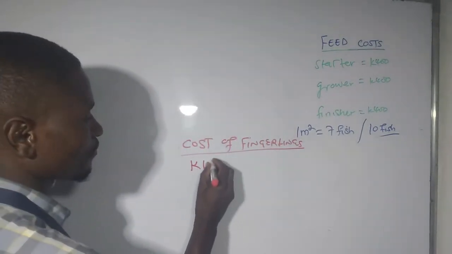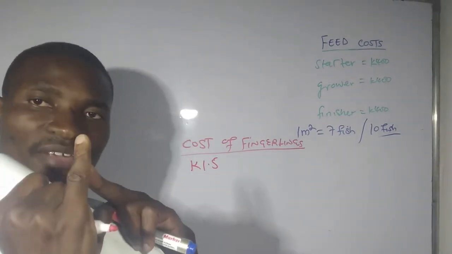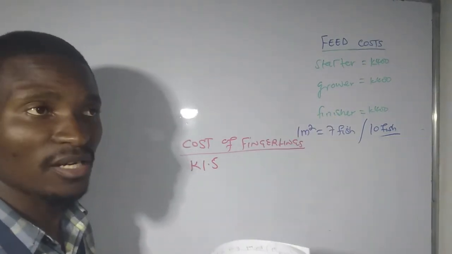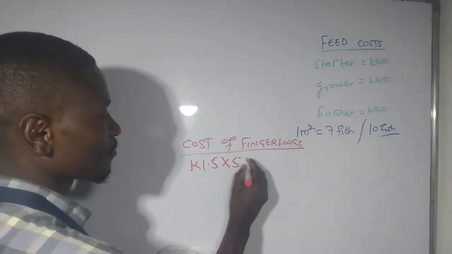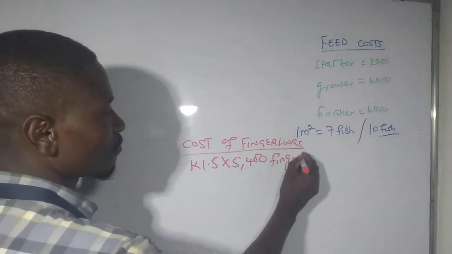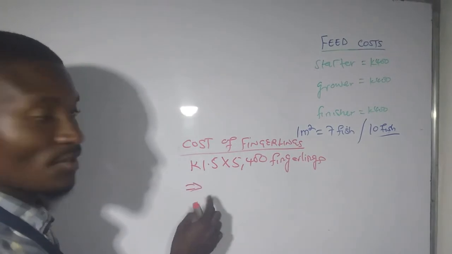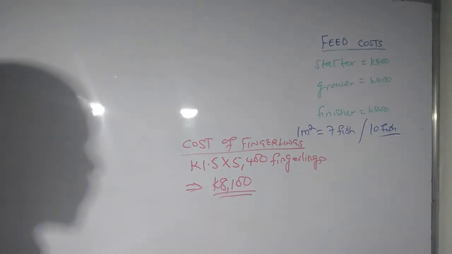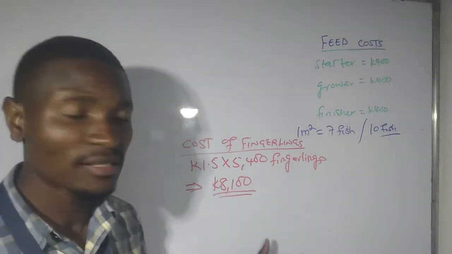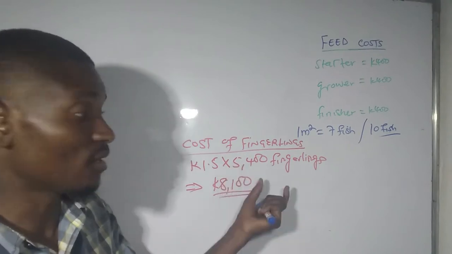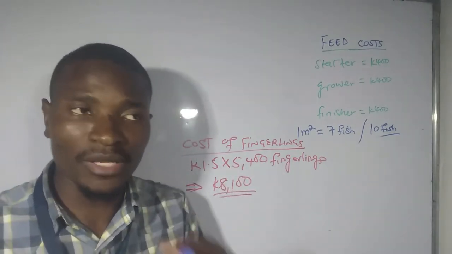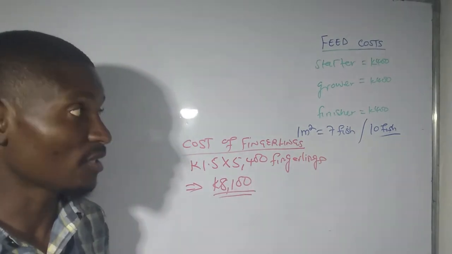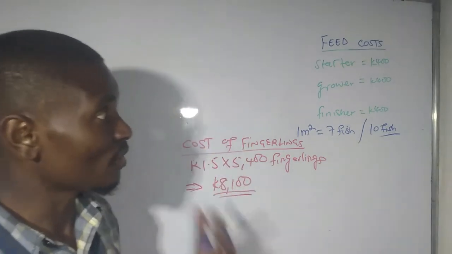So let's say one fingerling, you are buying it at 1.5 Ngwee. Now, the total cost of buying those 5,400 fingerlings would be this. Okay, so this is going to give you 8,100. So this is how much you're going to spend in acquiring the 5,400 fingerlings. I hope that you're taking note, so that if you happen to start this kind of business, you'll be able to refer to this calculation, and then you can also do some adjustment. So now let us move on.